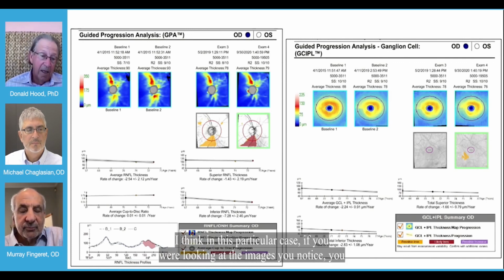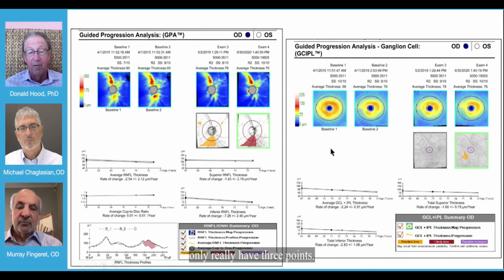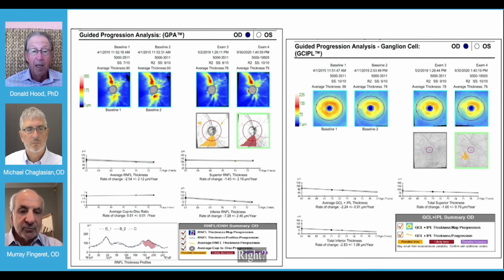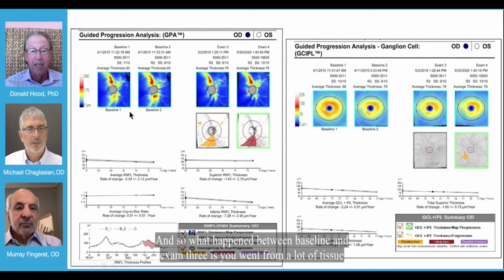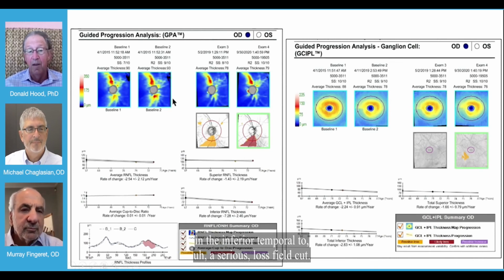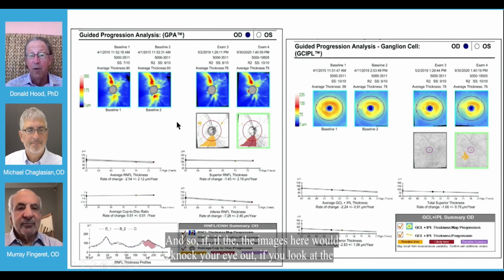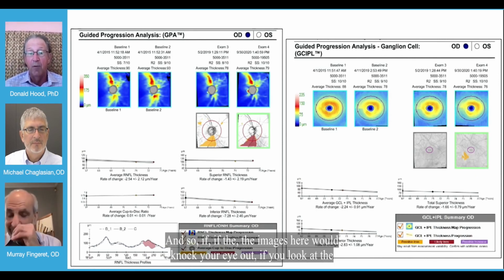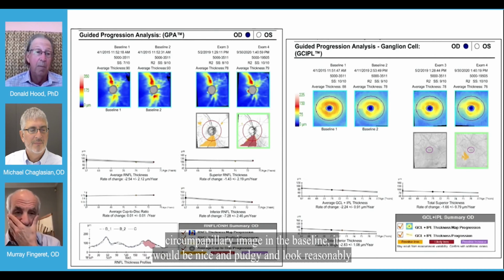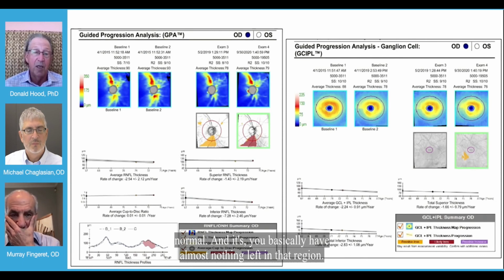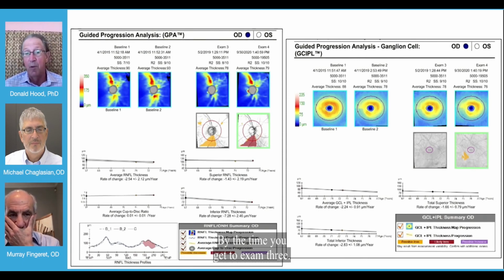Yeah, I think in this particular case, if you were looking at the images, you only really have 3 points. Right. And so what happened between baseline and exam 3 is you went from a lot of tissue in the inferior temporal to a serious loss of field cut. That's a 4-year time period. Yep. And the images here would knock your eye out. If you looked at the circumpapillary image in the baseline, it would be nice and pudgy and look reasonably normal. And you basically have almost nothing left in that region by the time you get to exam 3.